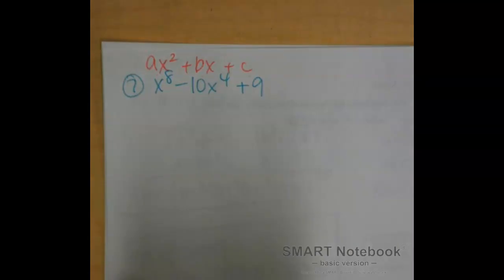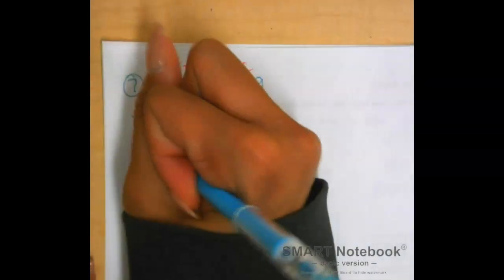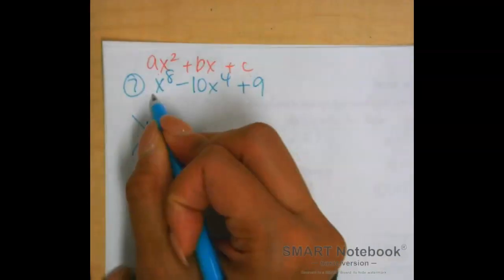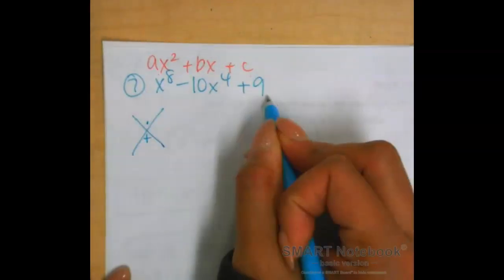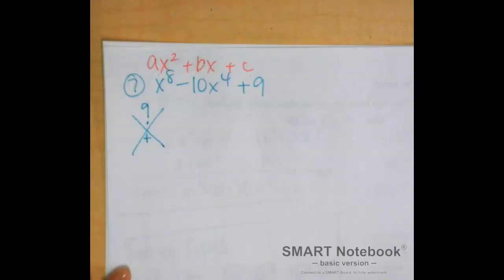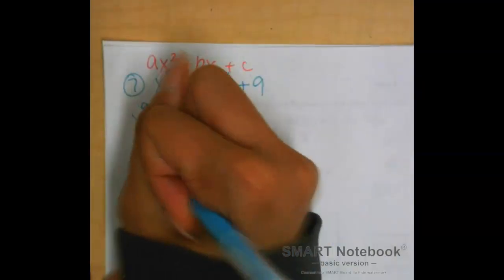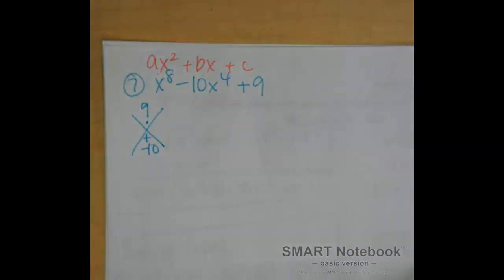So I'm not going to graph, but I'm going to write out my little x chart to show you how I'm going to organize it. Your a and c are the 1 in front of the x to the 8th and the 9. So what's 1 times 9? And then your b value, which is negative 10, is going to go down here. If I wanted to find two numbers that multiplied up to 9 but added up to negative 10, Olivia, what numbers could I use?